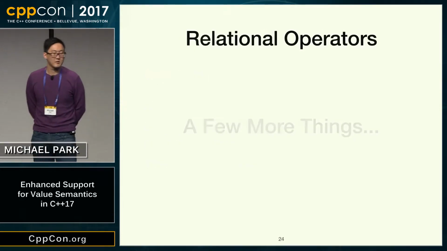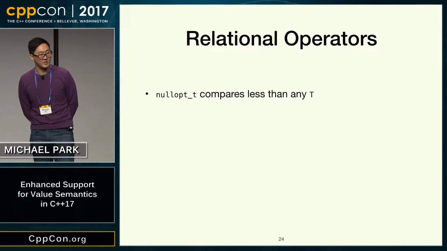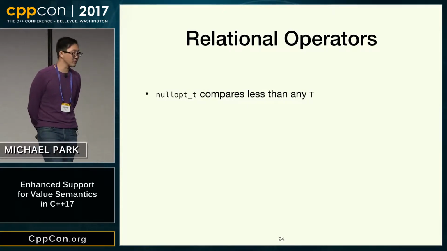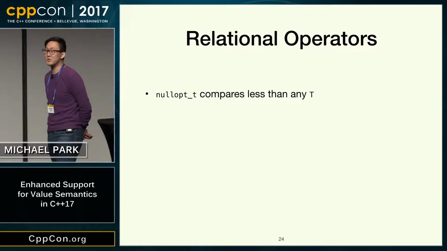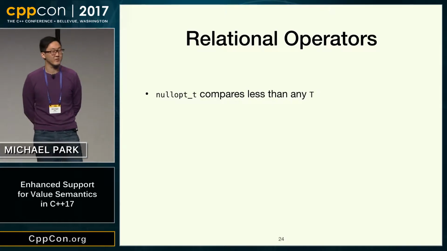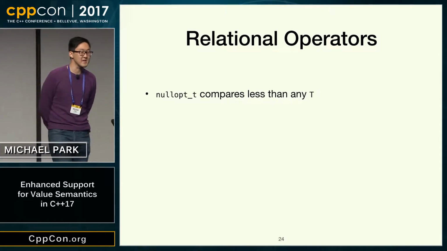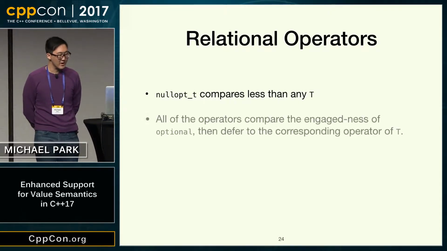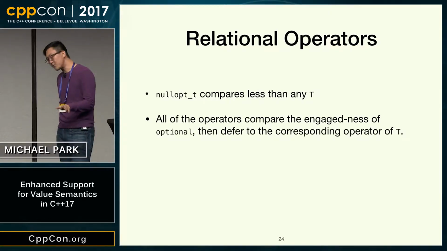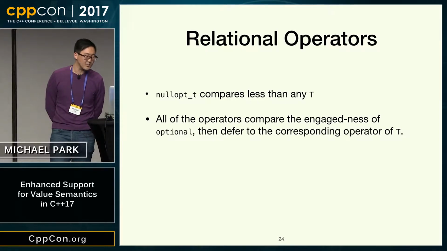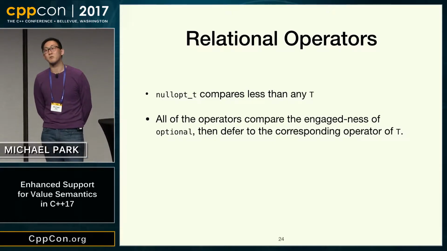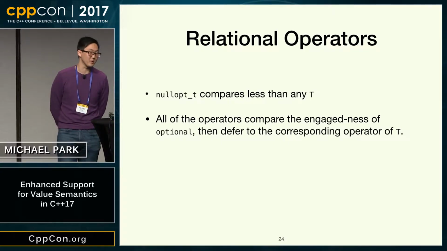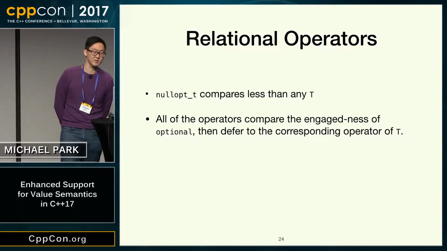Show you a few more things. Relational operators. We haven't talked about them much at all, but they're important because there are some subtleties here. So nullopt_t, as I mentioned, is the tag type that represents the empty state of an optional, and it compares less than any T. And nullopt_t being less than anything makes optional by default totally orderable, right? And so what that means is that you can toss optionals into a map, for example, and then operate on them as if they were Ts, and have nullopt_t as just another value.